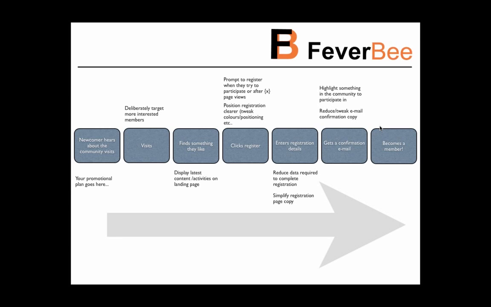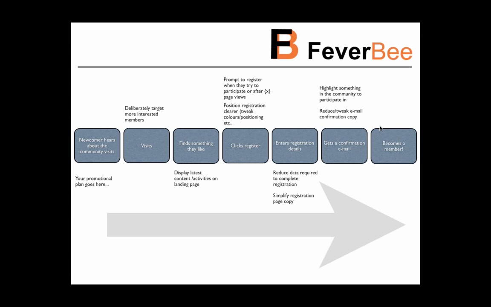So we know, for example, that people in a community will hear about the community and visit the platform. That's where our whole promotional and marketing efforts go. So they visit the platform to find something that they're interested in. When they find something they like, they click to register to join the community. This is generally a standard way of doing it, though it will vary by platform. They enter the registration information, they get a confirmation message, and then they become a member when they click that link.